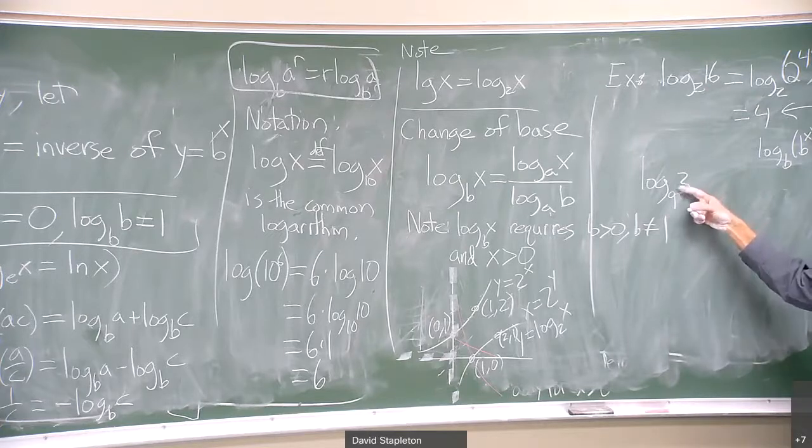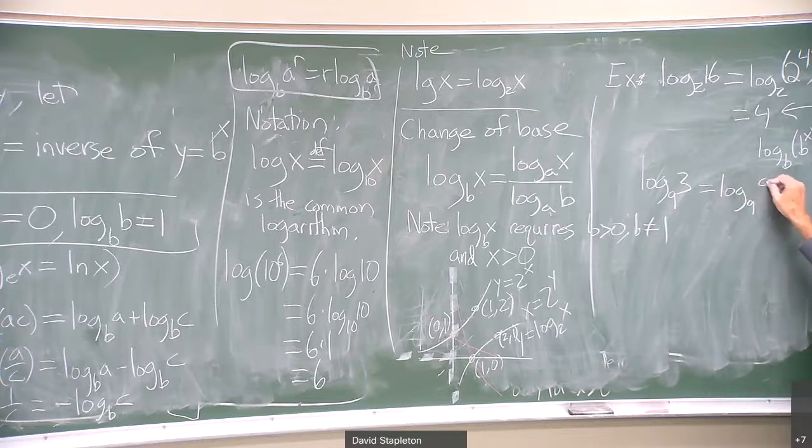I have to write 3 as a power of 9. Well, it's the square root of 9, right? So I get log base 9 of 9 to the 1/2. Then log base 9 of 9 to the 1/2 is just 1/2, again, because log base b of b to the x is x.